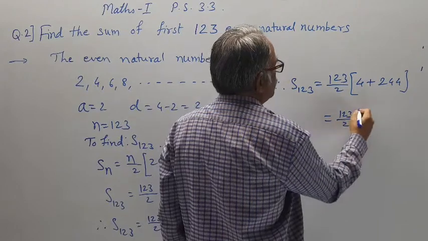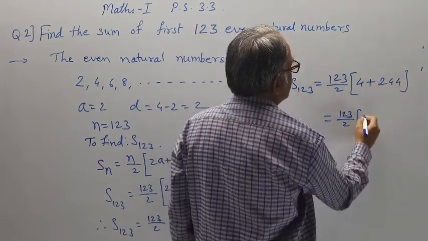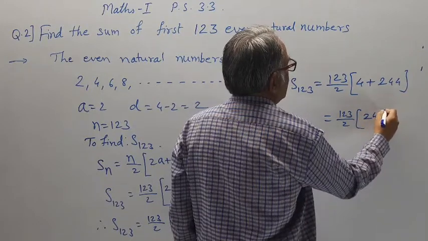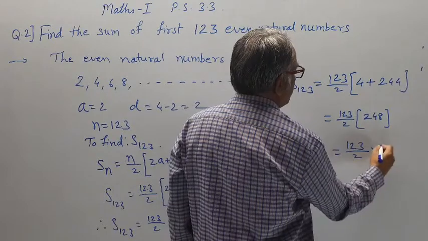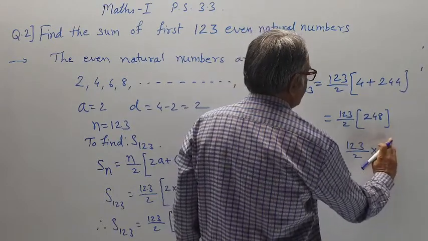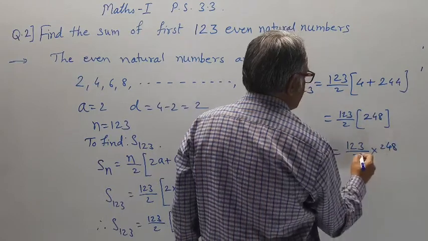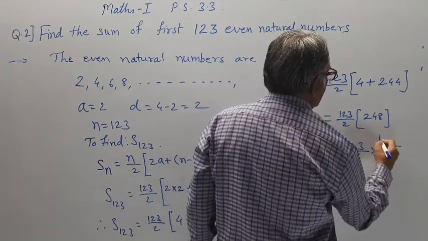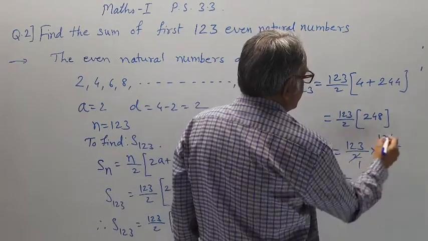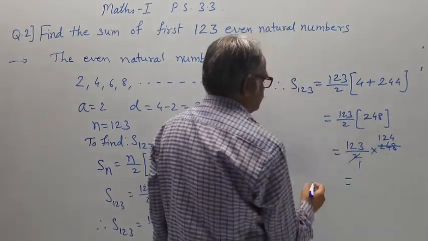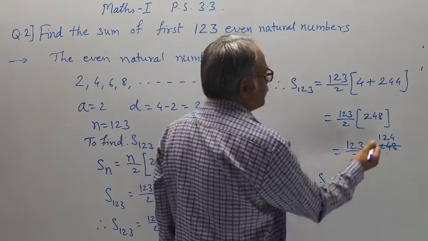123 upon 2, don't cancel 2 with 4, 4 is a term. First add inside the bracket and then write properly: 123 upon 2 multiplied by 248. Then 248 in the numerator can be cancelled with the denominator 2, giving 123 into 124. Now 123 into 124 we have to do the actual product.